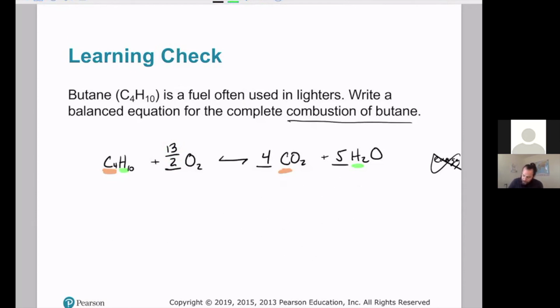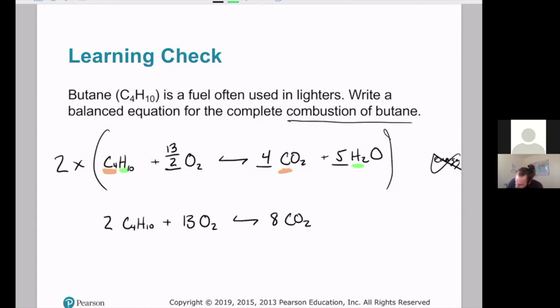All you're going to do is take the entire equation and multiply it by 2. That is, take each one of those coefficients and multiply it by 2. So my balanced chemical equation will be 2 butanes plus 13 oxygen gas gives me 8 CO2 and 10 waters. That is a balanced combustion equation for butane. So I expect that I could give you any hydrocarbon in the world and you should be able to write me a balanced chemical equation.